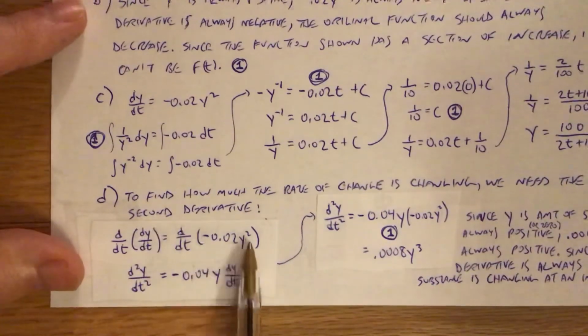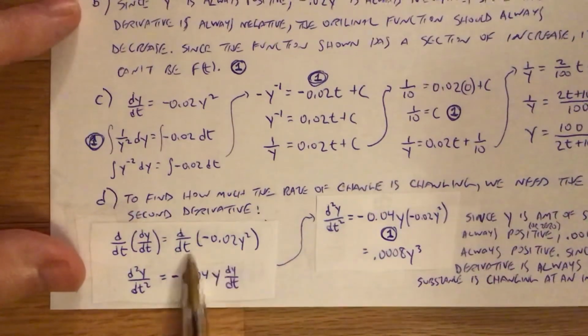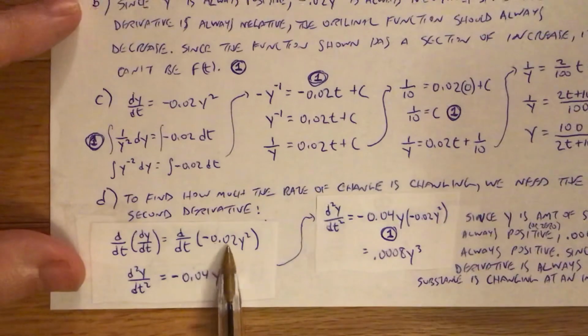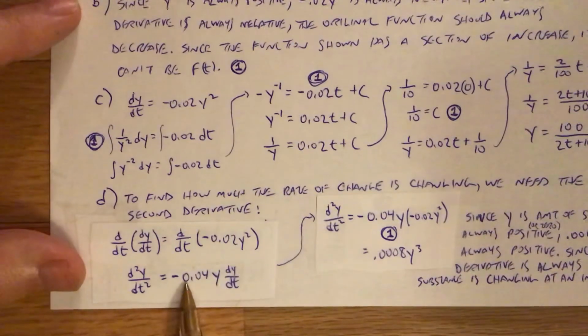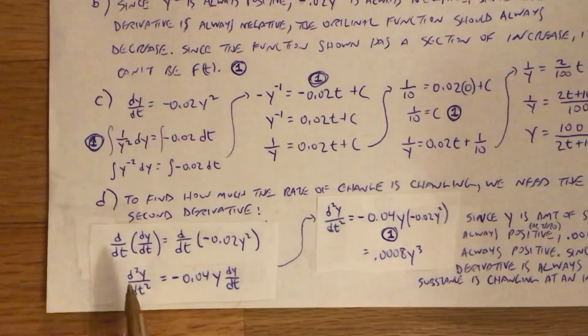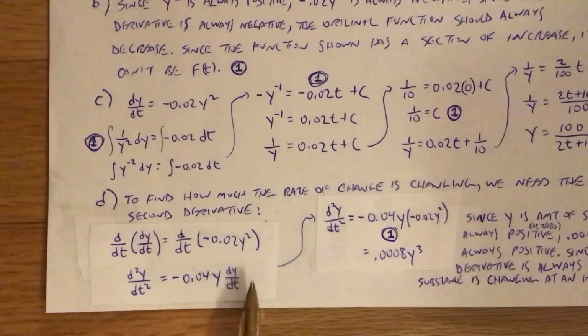When I take the derivative of this thing, I have to be careful because it's with respect to t. So I am going to do the power rule here. The 2 times negative 0.02 is going to give me negative 0.04 y, but since the variable didn't match, the chain rule spits out a dy dt. So the second derivative is negative 0.04 y times the first derivative.